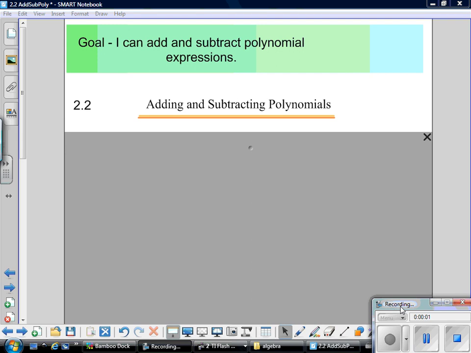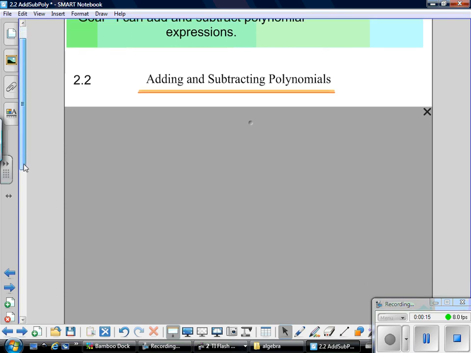Right, so today we're doing 2.2, which is adding and subtracting polynomials. And our goal today is: I can add and subtract polynomial expressions. Now, what we're going to do first of all is, what on earth is a polynomial?